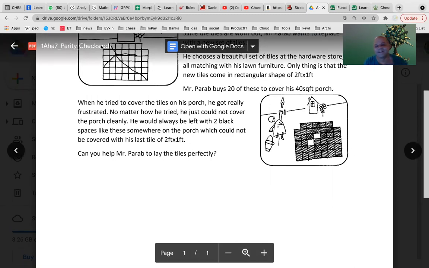Sir, I think so. Okay, so here is the thing. If you are able to lay it perfectly, you will get a special prize from me. Okay, but you have to show it exactly without any error. You have to show on these 2 feet by 1 feet tiles, 20 of them fitting on this shape exactly, without leaving any hole and without leaving any tile unused. Okay.